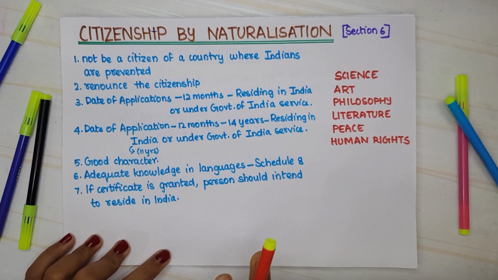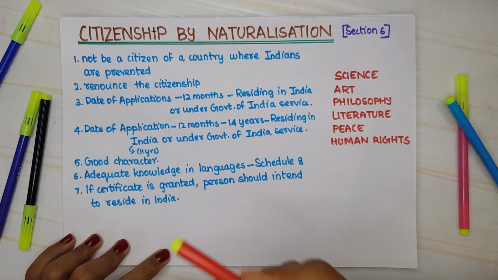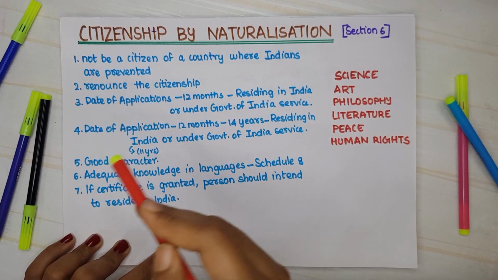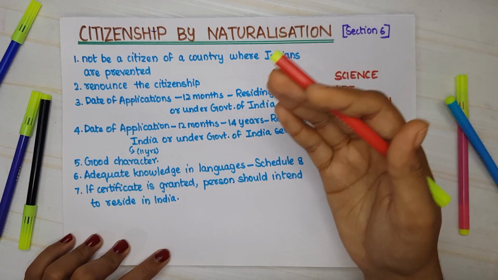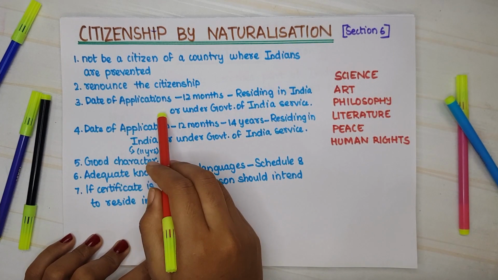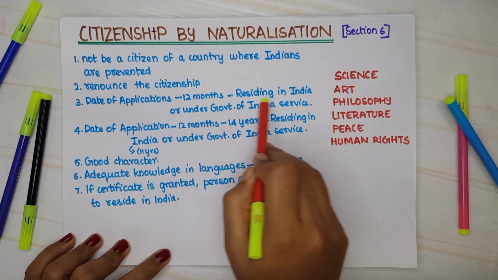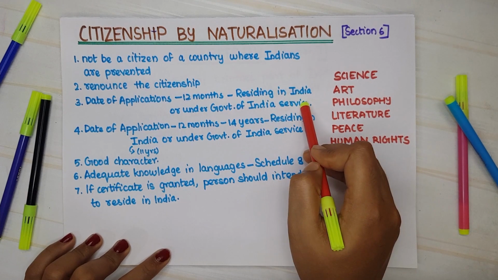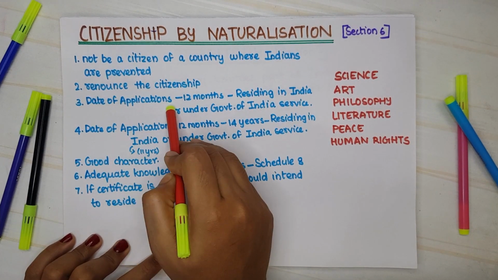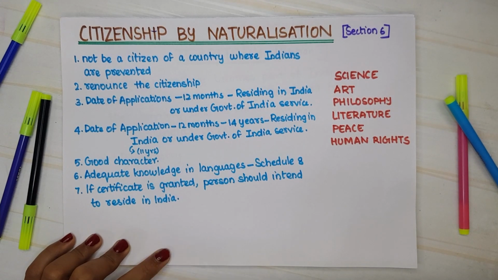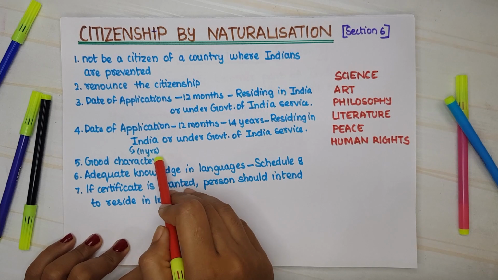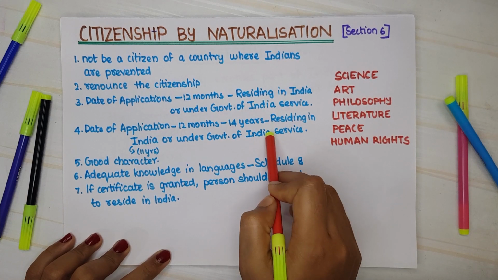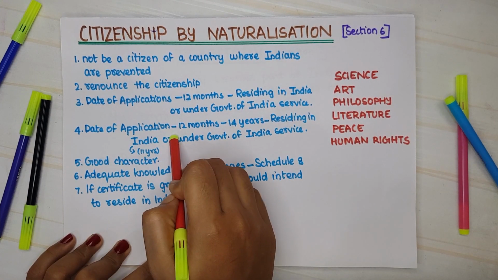Then the second one being, if that person has acquired citizenship of any other country, then he should renounce that citizenship. That means he should give back that citizenship. Then the third one being, that person should be residing in India or in Government of India service, or partly both, for 12 months before the date of application. Then the fourth one being, that same person should have resided in India for an aggregate of 11 years, or been under Government of India service, for 12 months to 14 years before the date of application.